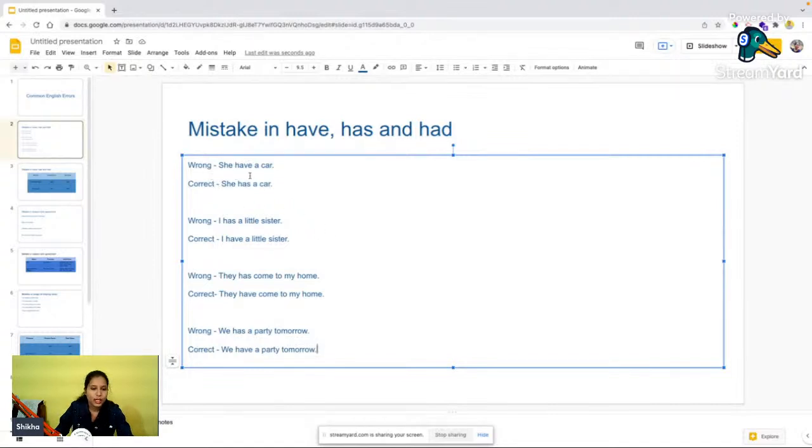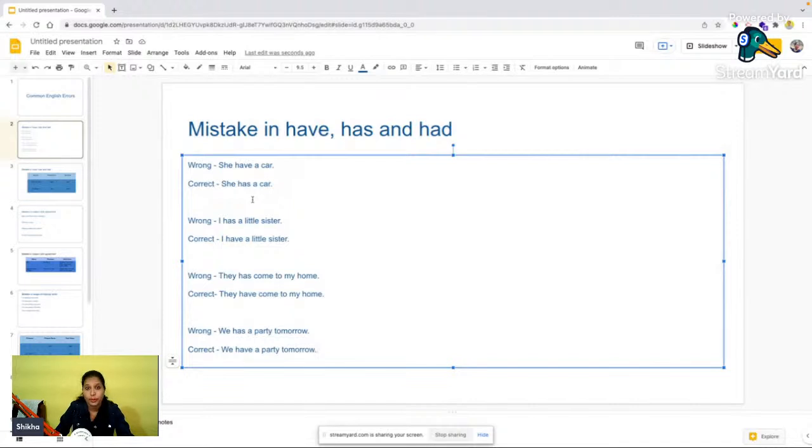Wrong: "She have a car." So we have to write "She has a car." With she, he, it, we use has. And we use have with all kinds of plural pronouns, like they, we, and you, which we also consider plural, and with I also we use have, right? And if you are using somebody's name, say for example Rohan, Rahul, Sita, anybody, with that also we use has, since we are talking about only one person.